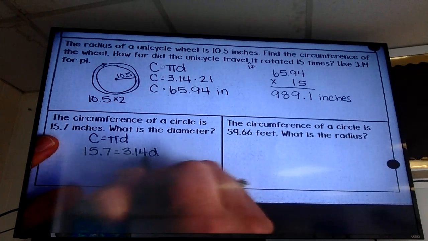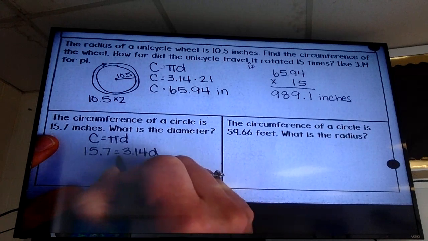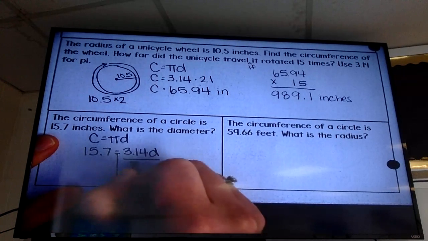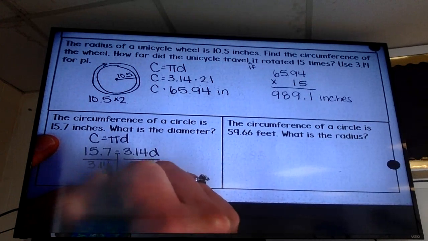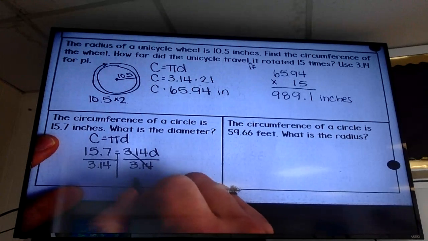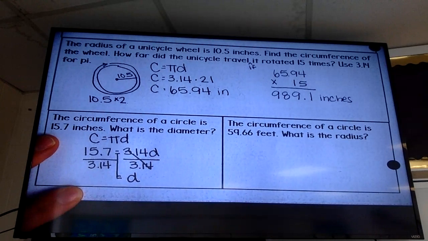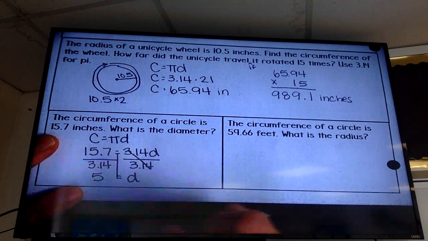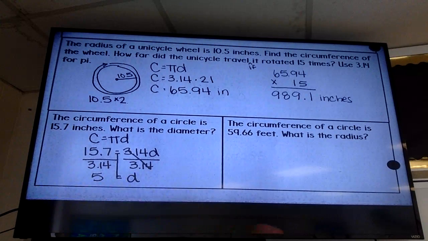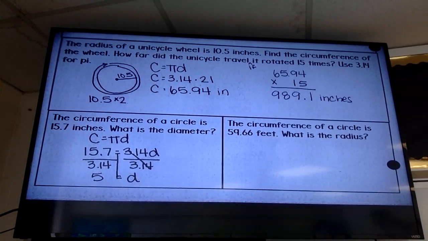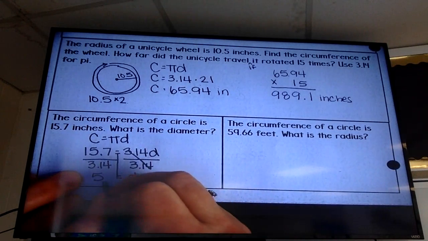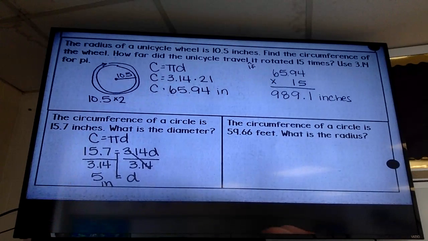To get my 3.14 and my d apart, right now they're next to each other, which means multiplication, and the opposite of multiplication is division. So I'm going to divide by 3.14. I get d equals 5. So I know the diameter is 5 inches. All right, so again, the diameter then is 5, and we got to label it. It would be 5 inches.